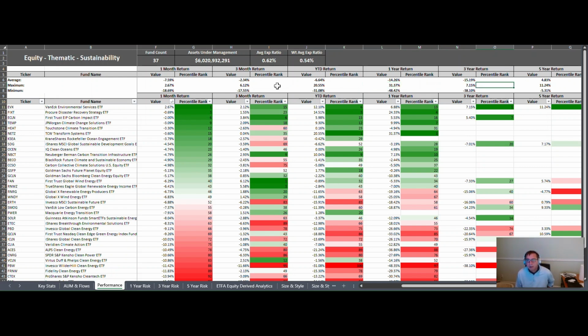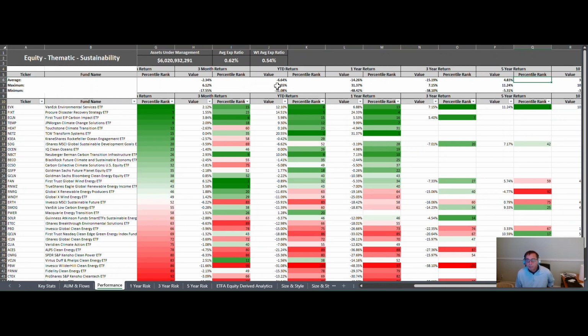sustainability companies at large. You can see that across the 3 year as well, as you have to go all the way out to 5 years before the category has a positive annualized return.